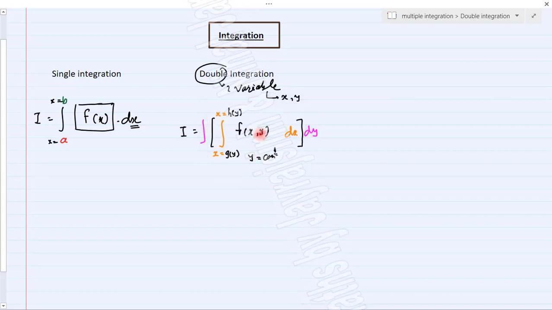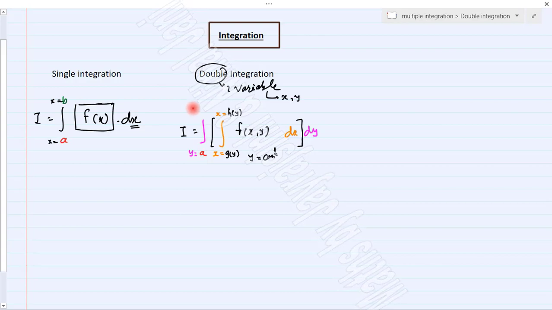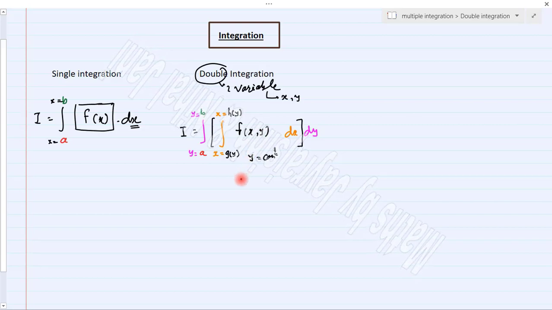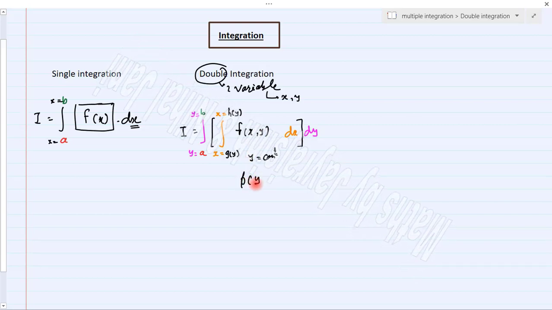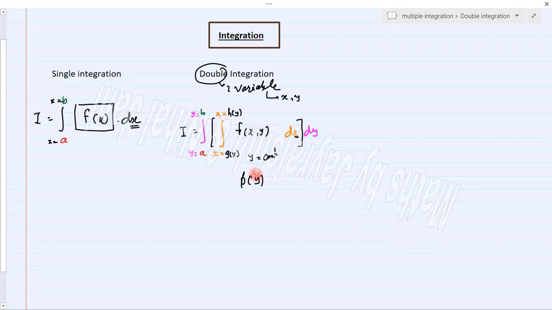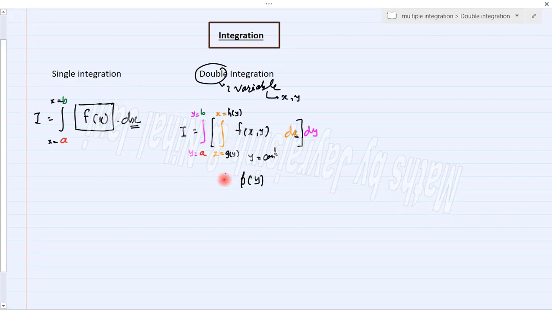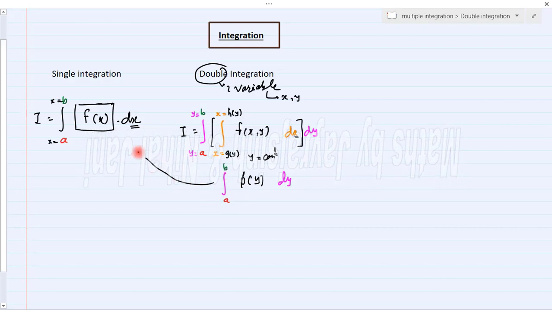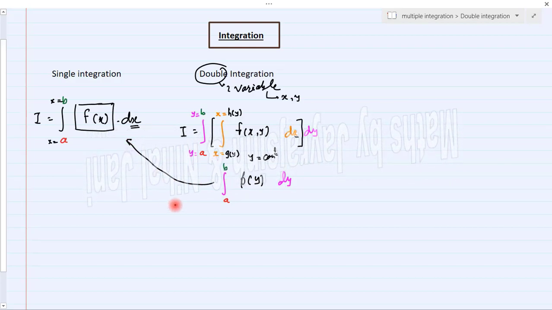Now after this integration we have to move on to the outer integration, where the lower limit, let's say, will be a, and the upper limit of y, let's say we have b. You should notice that after the inner integration your whole function will be purely a function of y, because we already integrated with respect to x and we placed the limits of x also. So we just have to integrate a purely function of y from a to b, which can be said to be integration in a single variable.